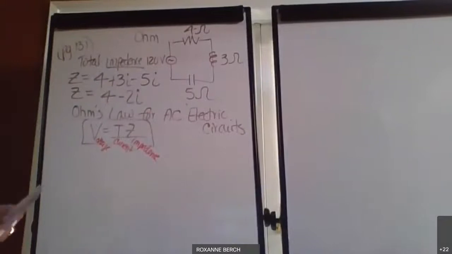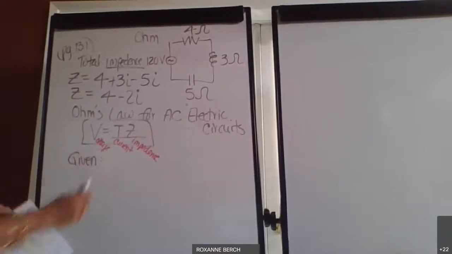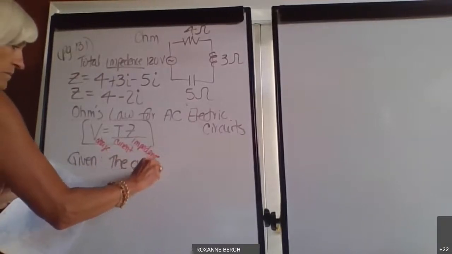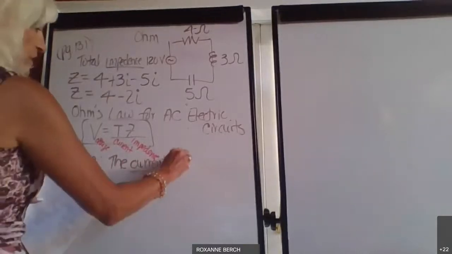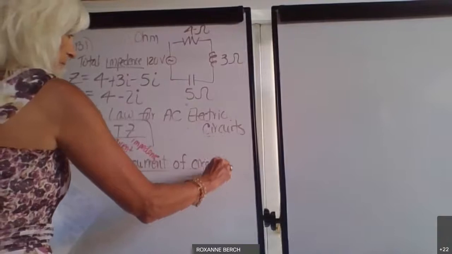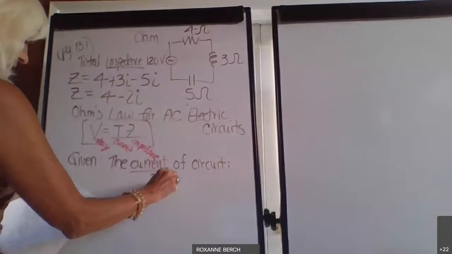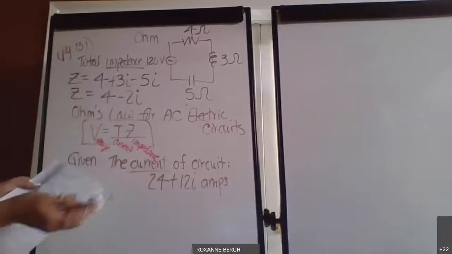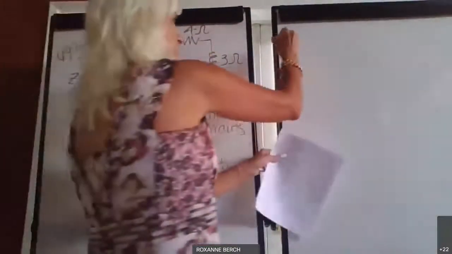So what we're going to do is, I should say one more thing. What's given in every problem is the current. So they will give you the current. So in this problem, the current of the circuit is 24 plus 12i amps. And that will be used throughout this problem. So we're going to find the voltage of each component.